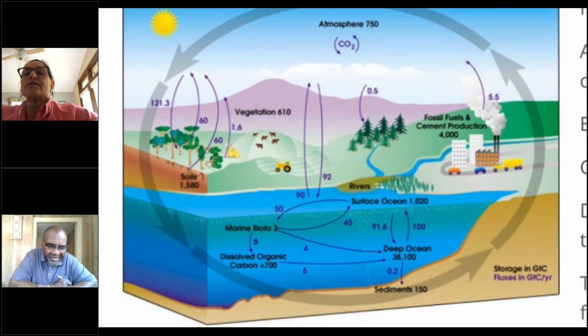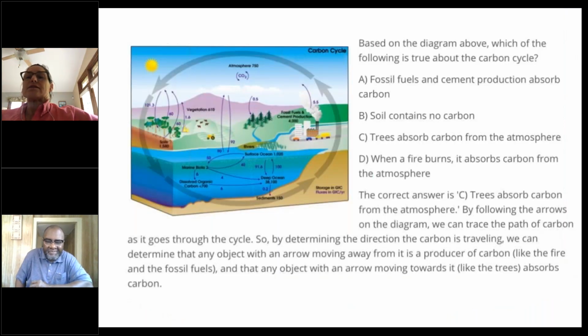You see that little fire next to the animals? I see it. And what direction is the arrow going in? The arrow is going up. It's releasing carbon dioxide in the atmosphere. So fires are not absorbing carbon dioxide, are they? No. So D is false. Excellent.